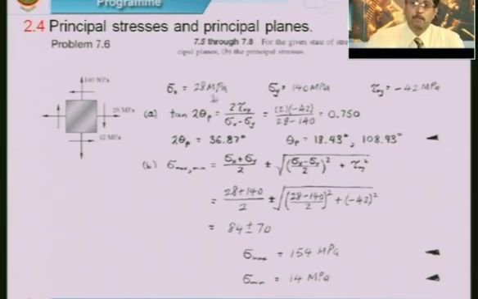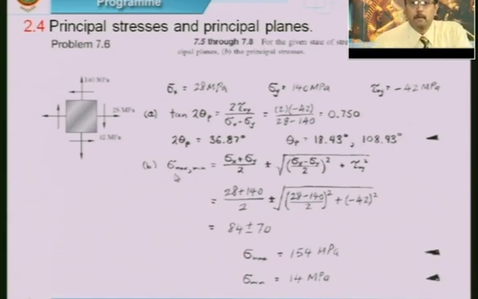So, to find out the principal planes, we have this equation. Substituting these values in this equation, we would get the inclination of the principal planes, which is positive 18.43 degrees, and the other plane is 108.43 degrees. These two differ by 90 degrees.